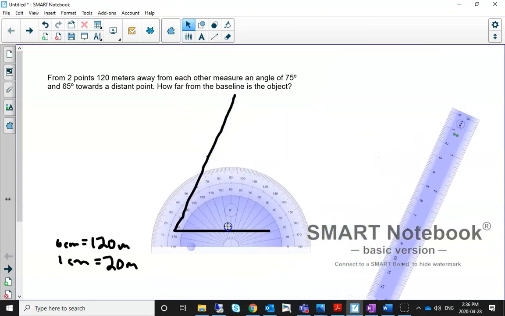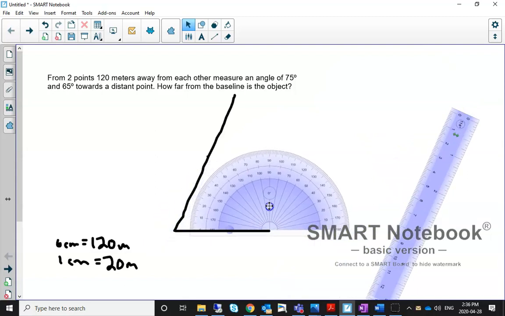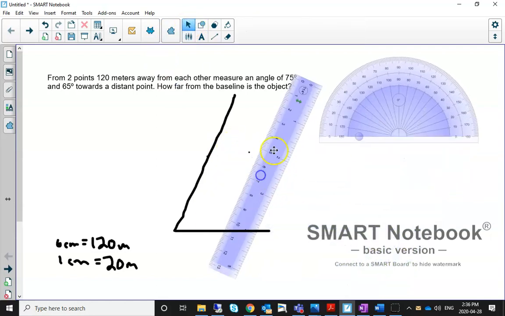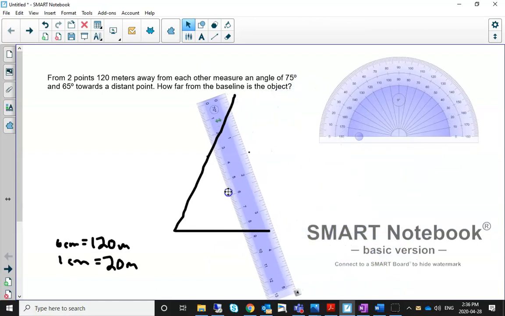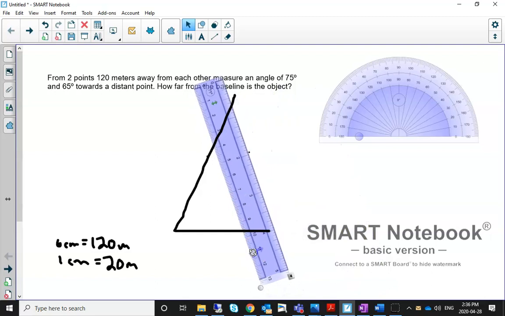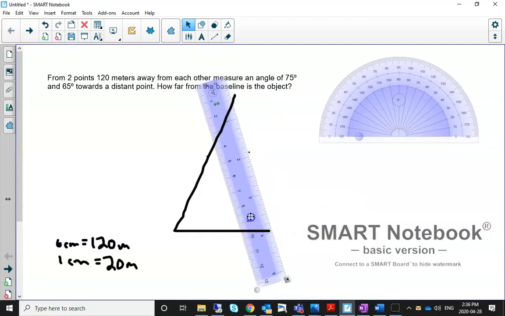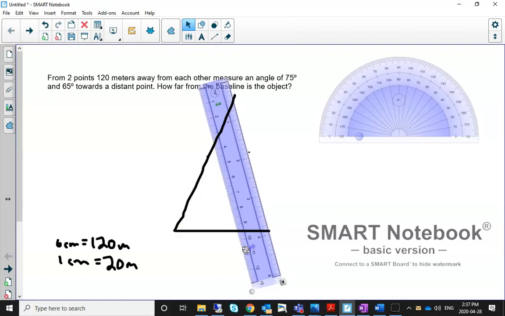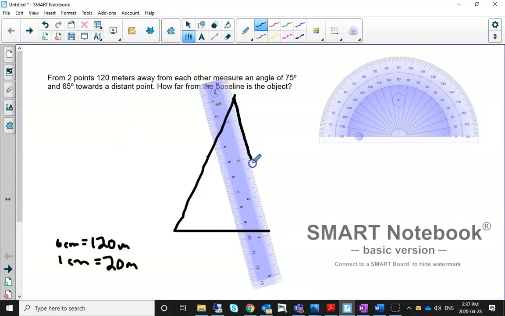Looks like that. From the other side, we're going to find a point that is 75 degrees. Mark the point there. Something like that. Okay, and this is where we're going to draw our second line, right along there.